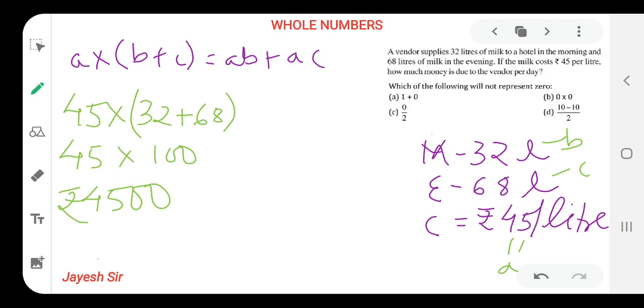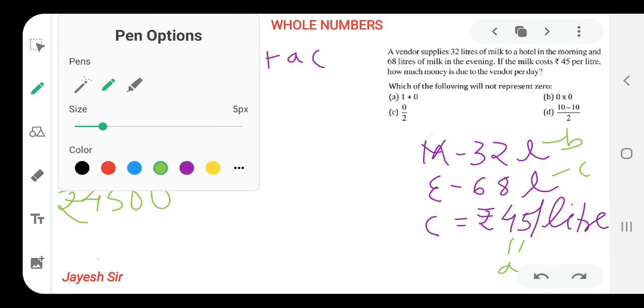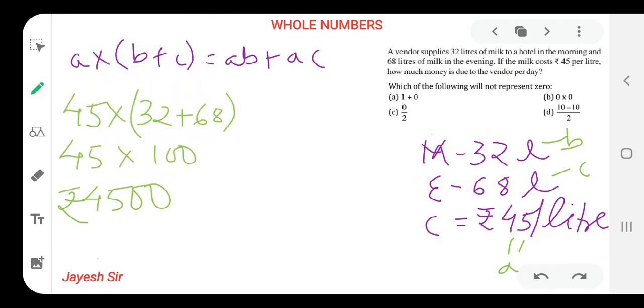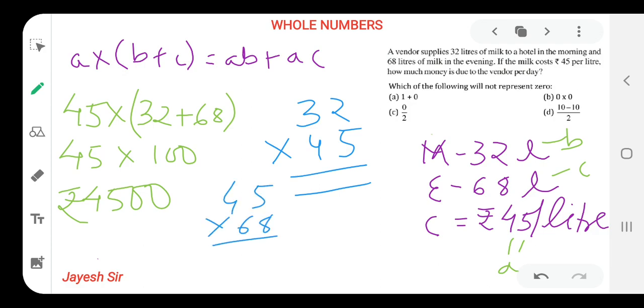45 should be multiplied with B, that means 32. Yes, that would be the method similar to our previous method, that is 32 liters costing 45 rupees. We will find some answer, that means A multiplied by B. Similarly, A multiplied by C would be 45 multiplied with 68, and we will find some other answer. After multiplying both, we have to add both the answers, and we will get the third answer.